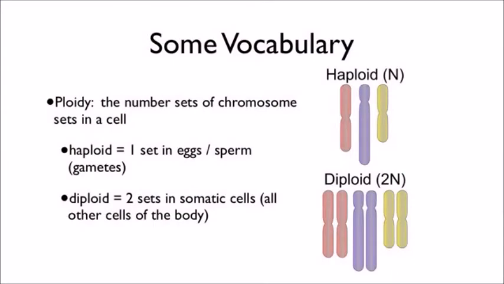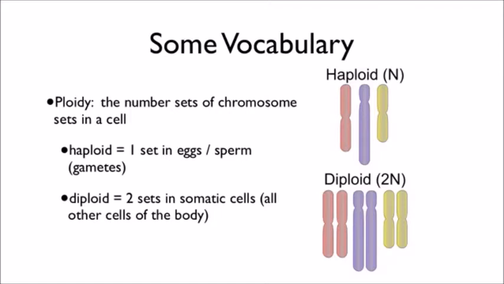So the vocabulary that we use to talk about chromosome sets is called ploidy. And you're going to see these terms a lot. Haploid, the number of sets in sex cells. So eggs or sperm, they have only one set of chromosomes. We use the letter N for haploid. And then diploid is 2 sets. And that we're going to find in all somatic cells, other cells in the body. The word soma, by the way, just means body.